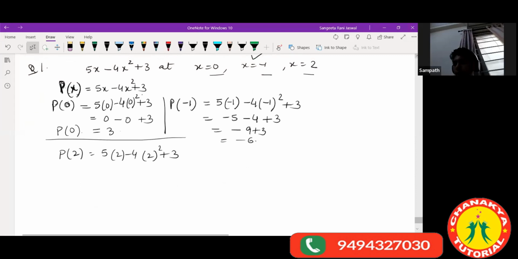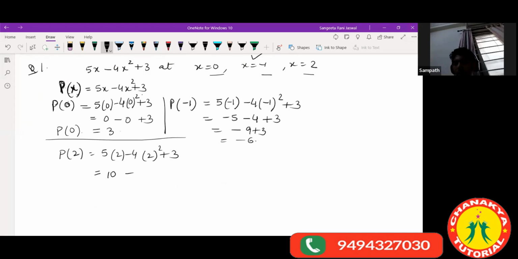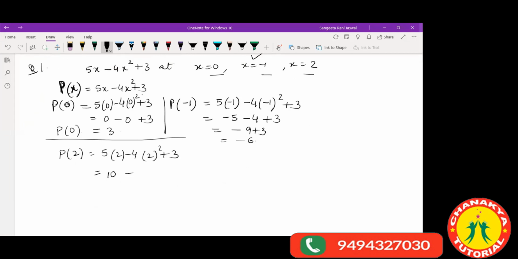Ma'am, P of x at x equal to 2 will be minus 3. What is it? Ma'am, the answer is minus 3. Yes, ma'am. Okay, what is it?